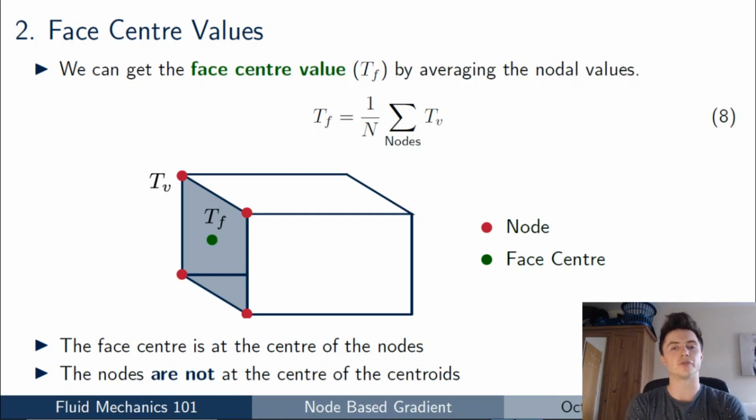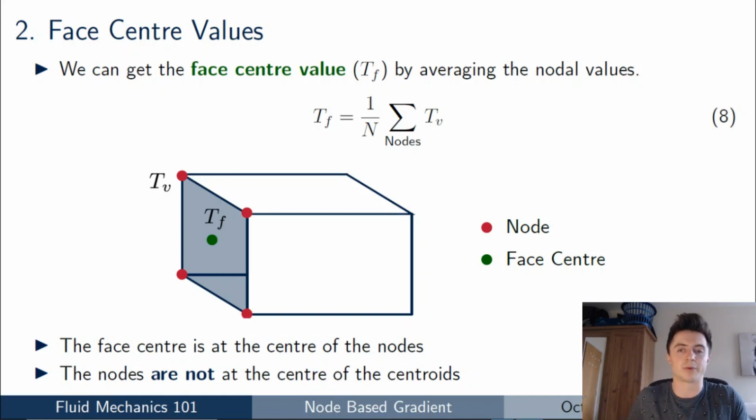So now we've got the nodal values, the next thing we do is calculate the face center values. And remember from before, I'm using a red dot to show where the nodes are and a green dot to show where the face centers are. Now, unlike the nodes, which we just looked at, the face center is always going to be at the center of the face. And so for that reason, we can use a standard averaging. We don't need to use any weighted averaging to calculate the face center value from the nodal values.